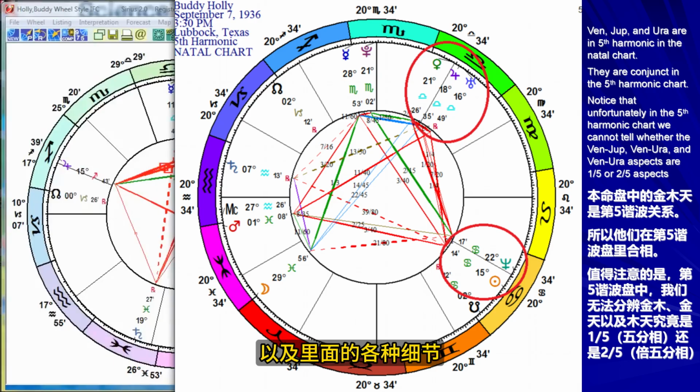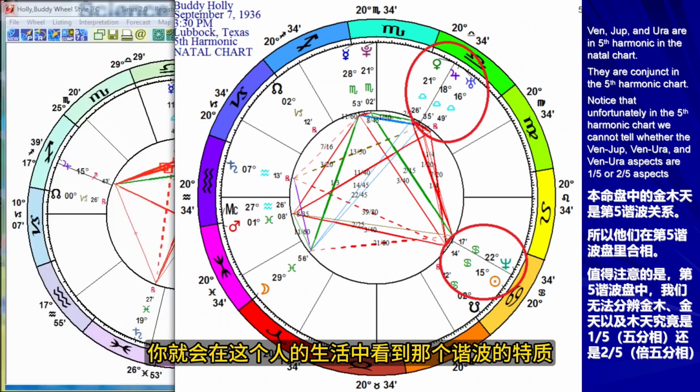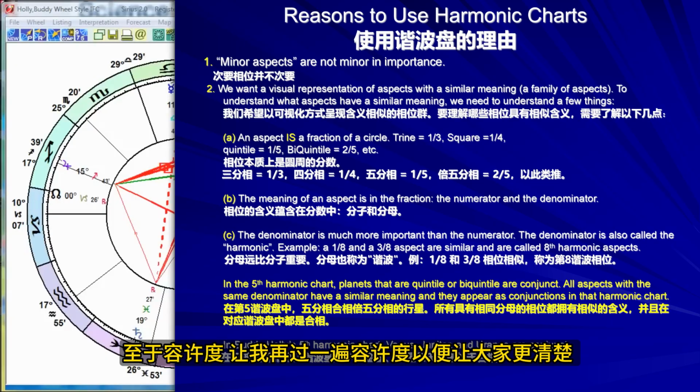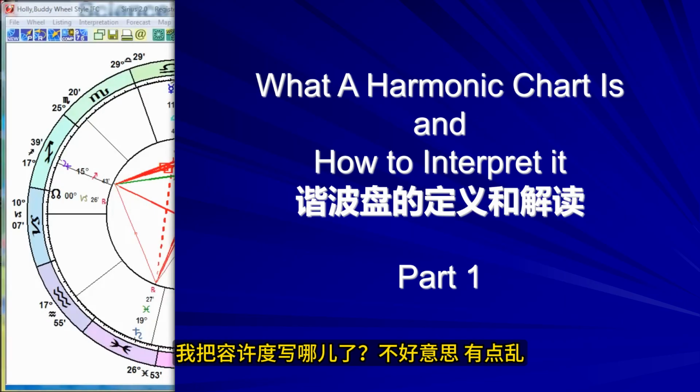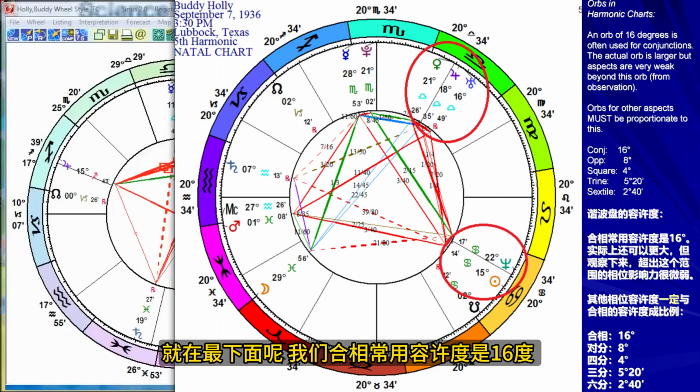So you can see the creativity, you can see the kind of creativity, and you can see the details that work into it. So bottom line is, you just interpret the aspects in the harmonic chart, and you will see the quality of that harmonic in the person's life. Fifth harmonic is about play, and the orbs. Let me go over the orbs to make that clear. Where do I have the orbs? Sorry, I'm jumping around here. Right there at the bottom.